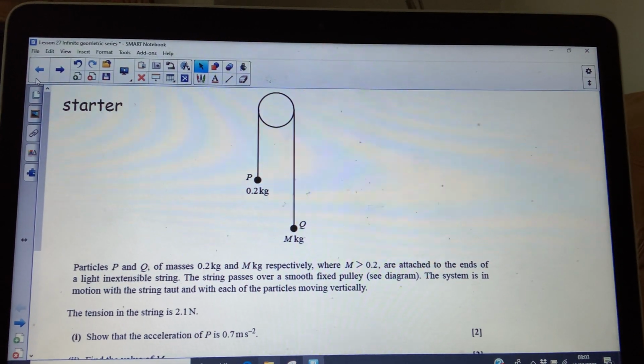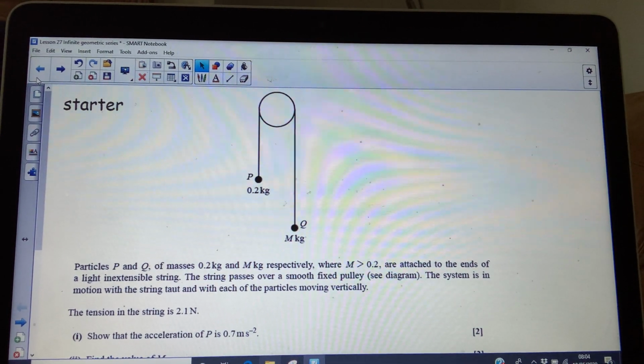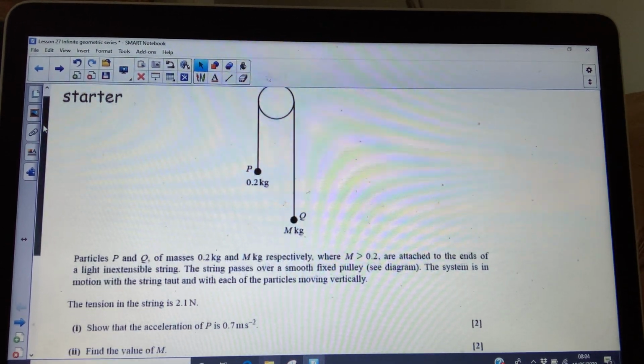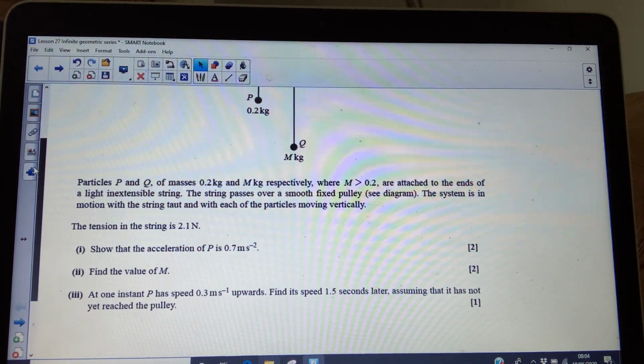Good morning. Here's today's starter. It's a starter on a Pulleys Year 12 question. Have a look at this and make sure that you can do it. So have a quick look. Obviously, we're not teaching pulleys today.